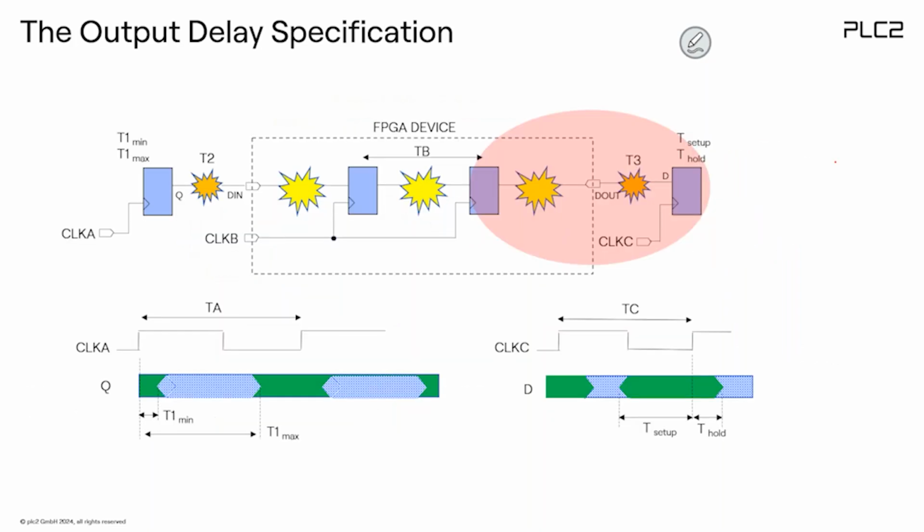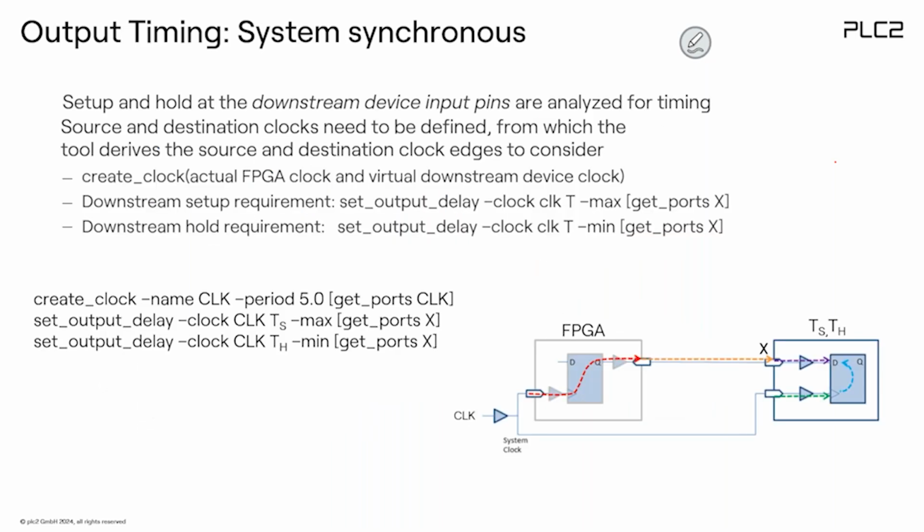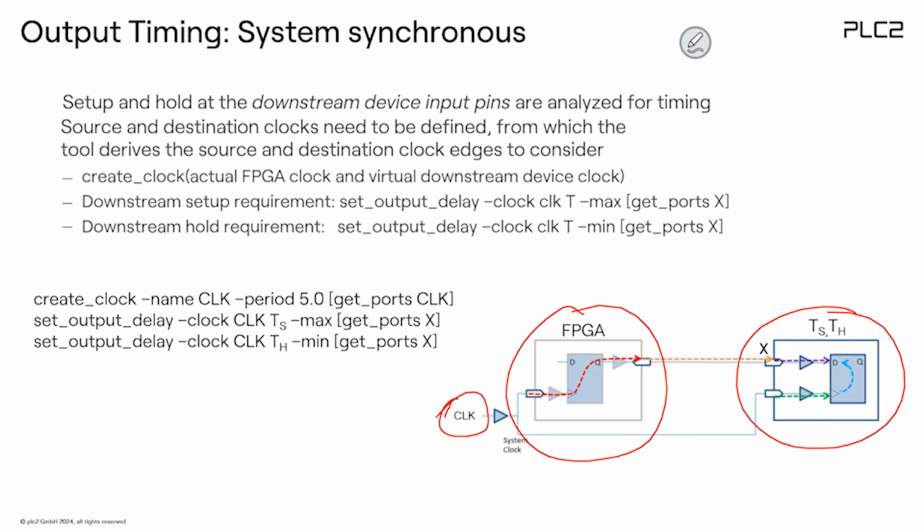So that's actually a very, very typical situation. So this means for the output, we define now this one. So you see, now we are the generator, so the FPGA, and we are connected to the downstream component again. Now, we define again, this is again system synchronous, the clock. The clock is used for the FPGA, but it's also used for the downstream component. The finish is done here.